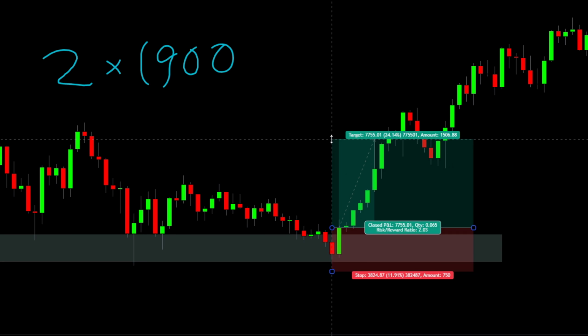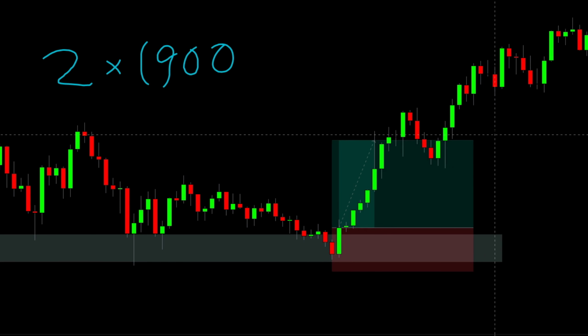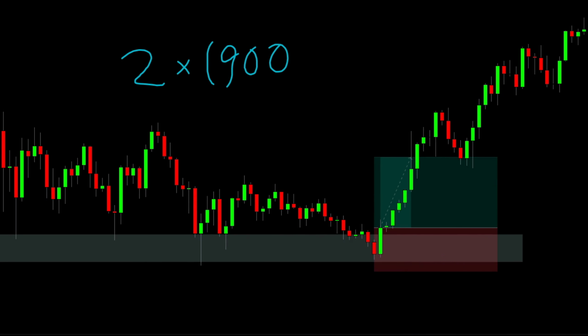Let's say we have a 2-to-1 risk to reward ratio, then our trade would look something like this. And you can see in this case, we hit our target level pretty quickly. So this was a very nice trade.